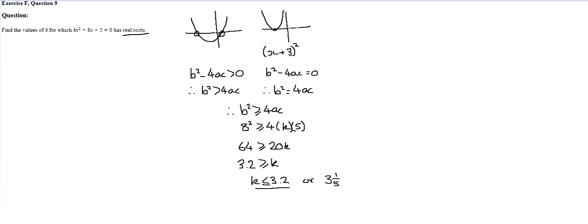Okay, so pretty straightforward when you know what to do. It's just identifying when to use the discriminant.